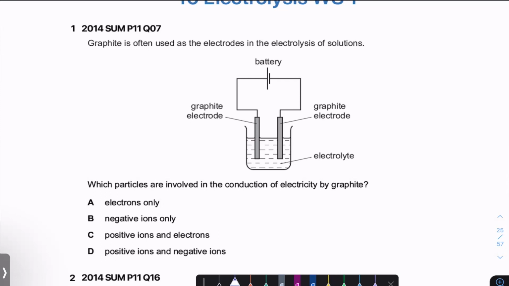Which particles are involved in conduction of electricity by graphite? The key is that they should be in the graphite. So what do you think? Graphite जो है वो बिजली कैसे conduct करता है? Through free electrons. Very good. Through free electrons.